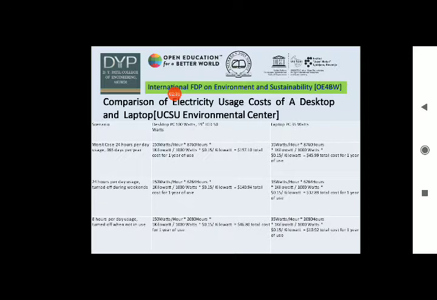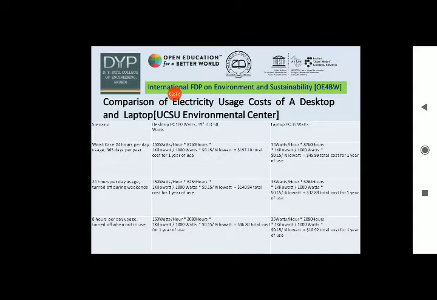Here is a list comparing the electricity use and cost of a desktop and laptop, based on the UCSU environmental center. The worst case scenario is 24 hours per day, 365 days per year. In this scenario, a desktop PC uses 150 watts per hour, calculated over 8760 hours, and the total cost is $197.10 for 1 year of use. Whereas in the case of a laptop, it comes to $45.99 because it requires 35 watts per hour.